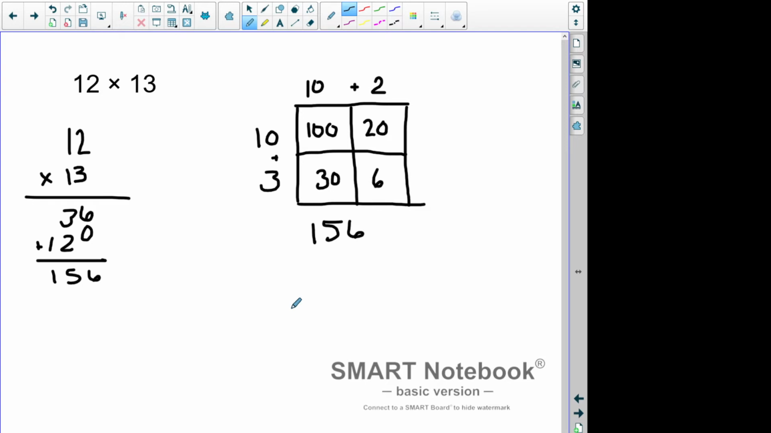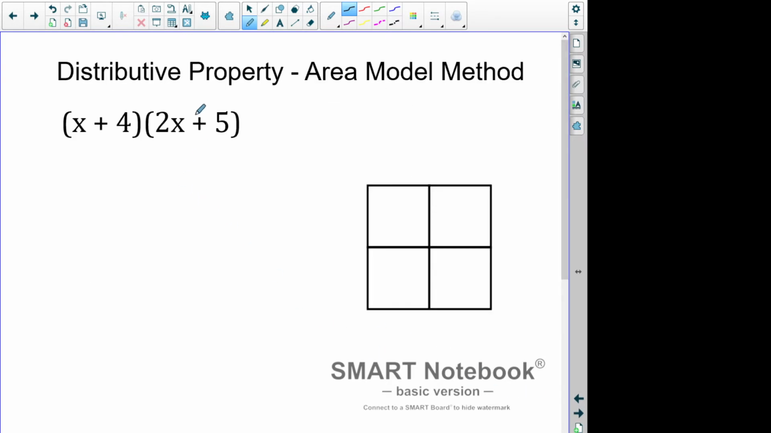Now, why are we talking about this? Because we can apply this to multiplying polynomials. So let's take a look at this problem right here, right? So if we were to multiply these two things, remember that x just represents some number, and so when I add x and 4, I actually get a number, right? And x, again, is just a number. When I multiply by 2 and add 5, I get another number. So I'm just multiplying, in a sense, two numbers together, right?